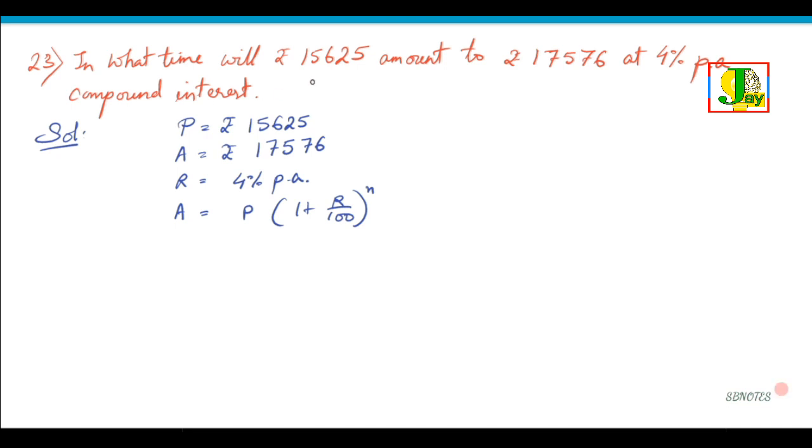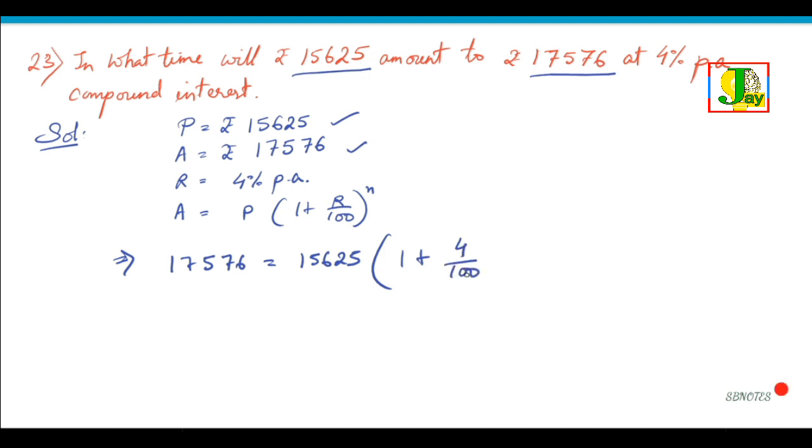Now in question number 23, the principal is given, it amounts to this, so the amount is given, and the rate of interest, 4% per annum, compounded yearly, is given. The time is what we have to find. So we can use the direct formula. Now let's put the values here. A equals 17,576 equals 15,625 into 1 plus R, which is 4 by 100, whole power n.